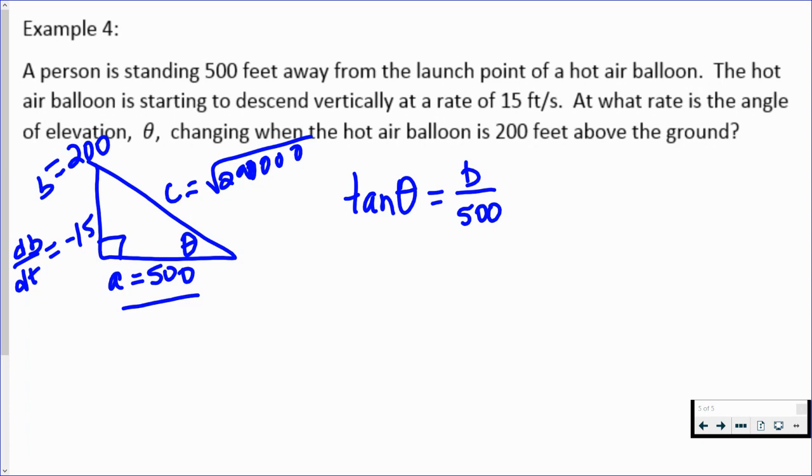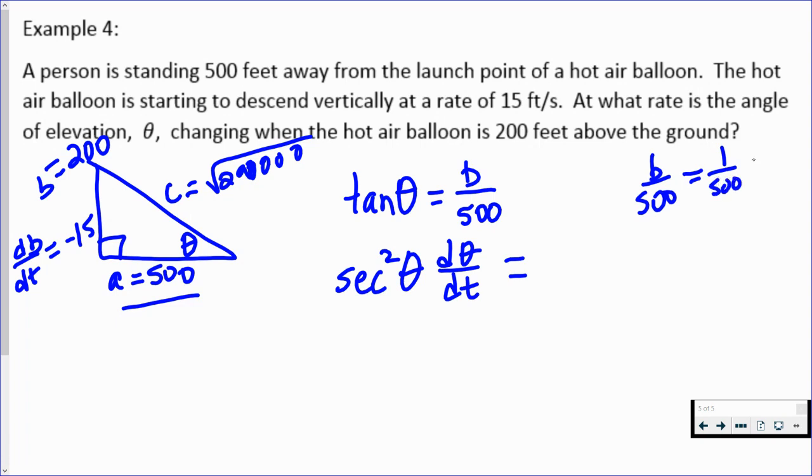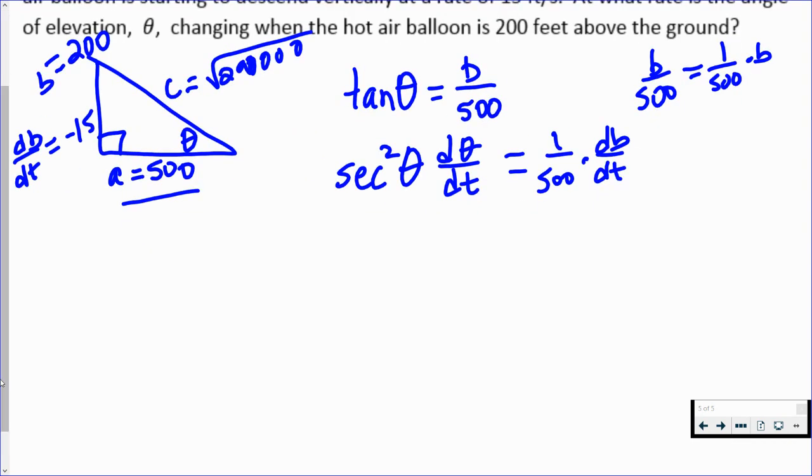So we're going to go ahead and just take this derivative and see what we end up with. If we take the derivative of tangent of theta, we're going to get secant squared theta times d theta/dt equals, on the right side, remember B over 500 is the same as 1 over 500 times B. So that's an easy derivative to take, because that's just going to be 1 over 500 times dB/dt. Okay, so let's start simplifying down.